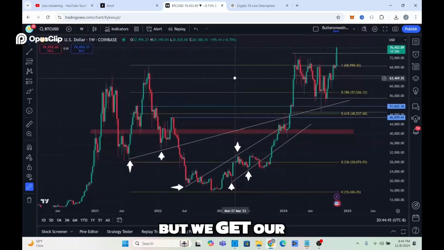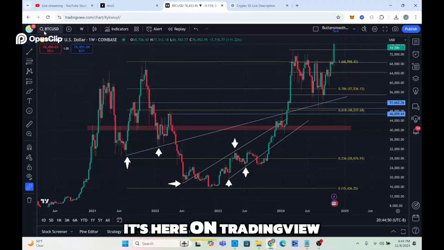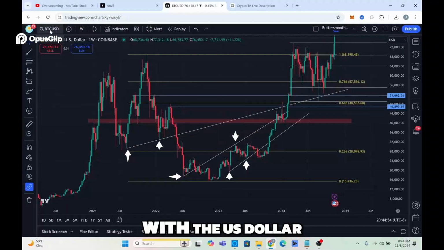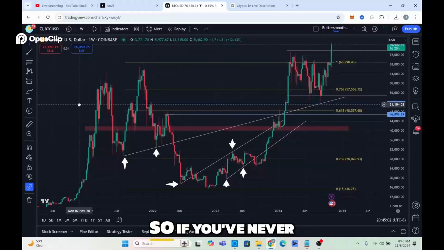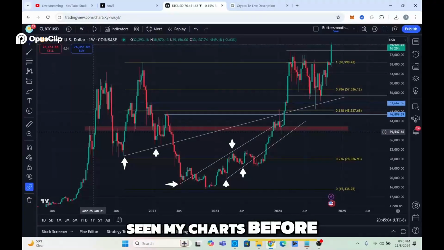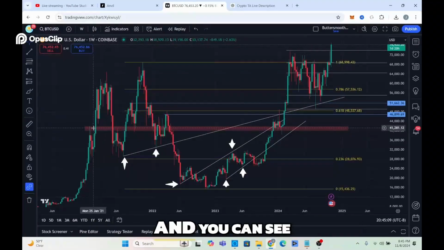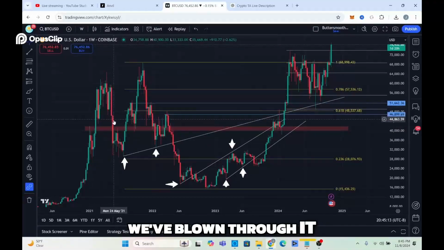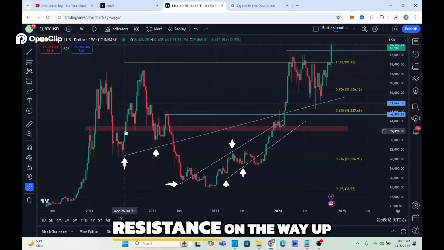All right, so the first one, I know most people would be tuned in for AMP and ANVIL, but we get our baseline from Bitcoin. This is my personal chart, here on TradingView. We have Bitcoin paired with the US dollar, top left corner. We're on the weekly time frame, and the data is coming in from Coinbase. If you've never seen my charts before, I like my red box of resistance and support, and you can see all of the times it's been resistance, we've blown through it, we came back to it, blew under it, it's been resistance on the way up.